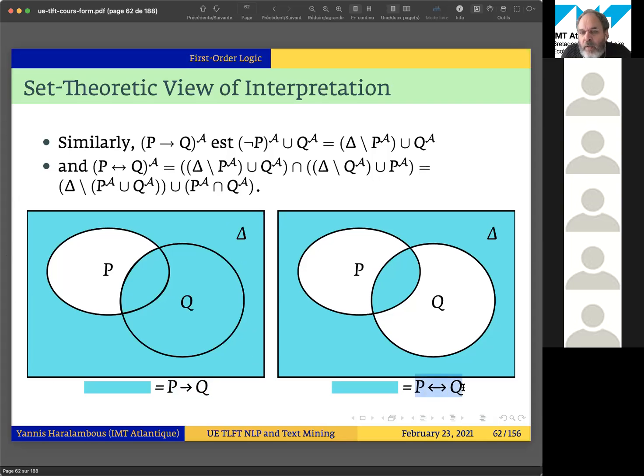And when I have a double implication, here I got the symbol, then it means that either both are true or both are false. This is more intuitive than that one.